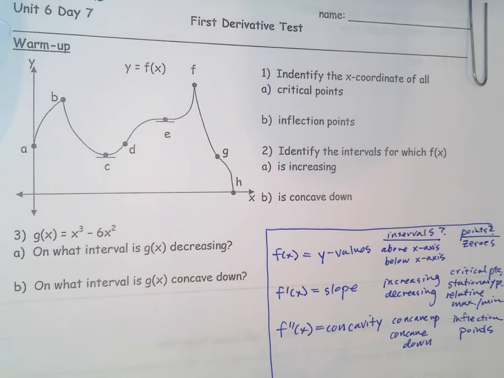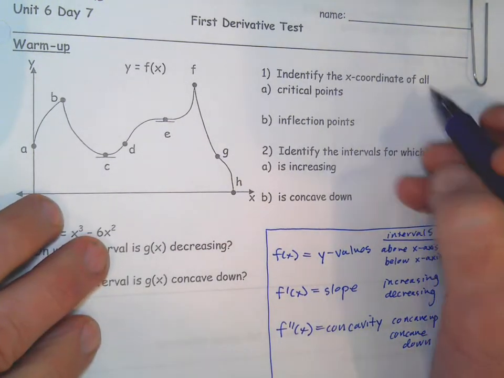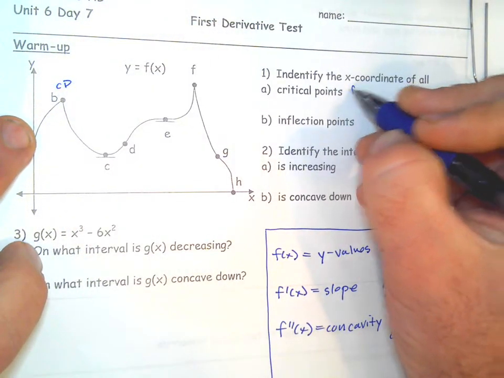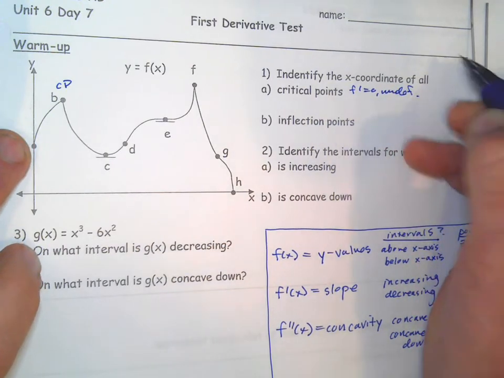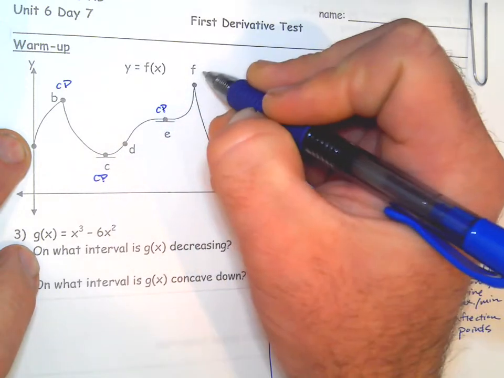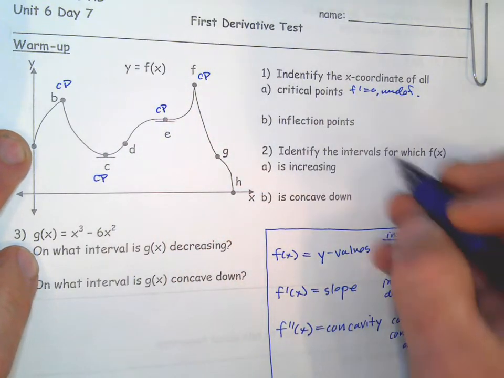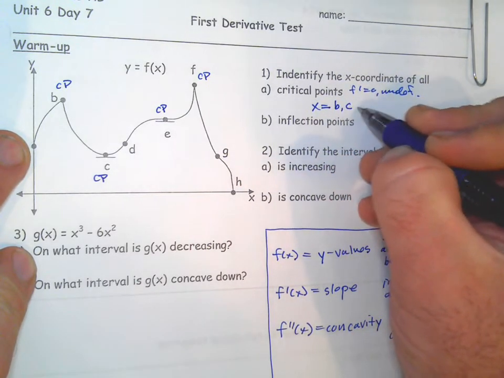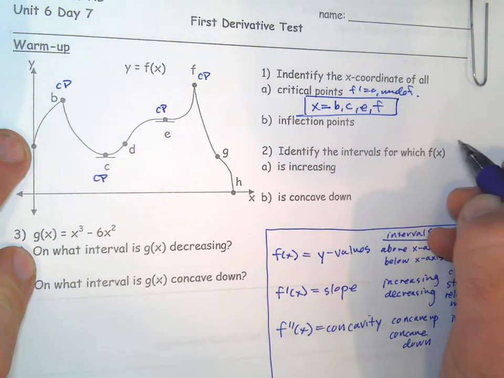So we're just looking at pictures for problem one. Identify the x-coordinates of all the critical points. So if f prime equals 0 or undefined, that's a critical point. So it's peaks and valleys or plateaus. So I would say x equals b, c, e, and f are the x-coordinates of those locations.